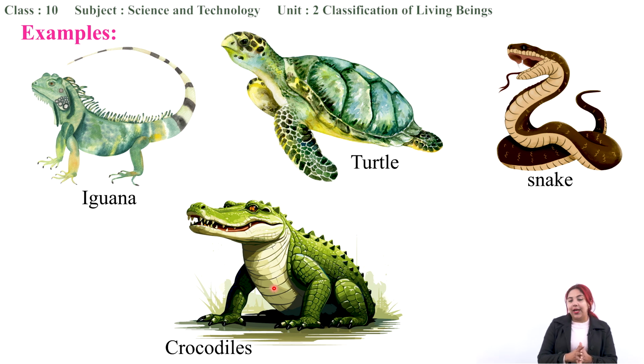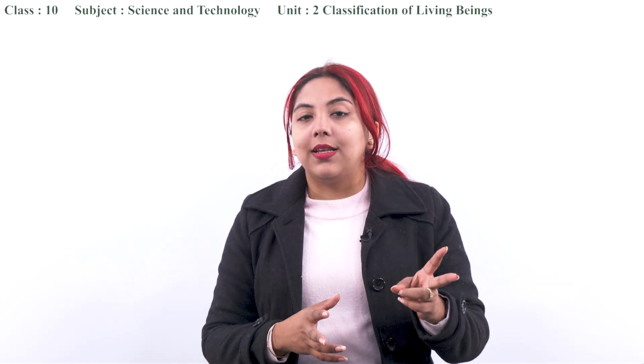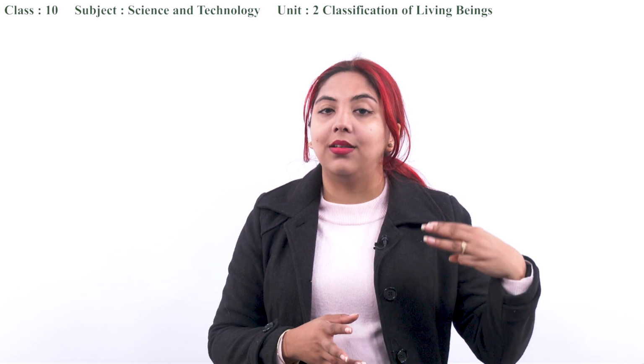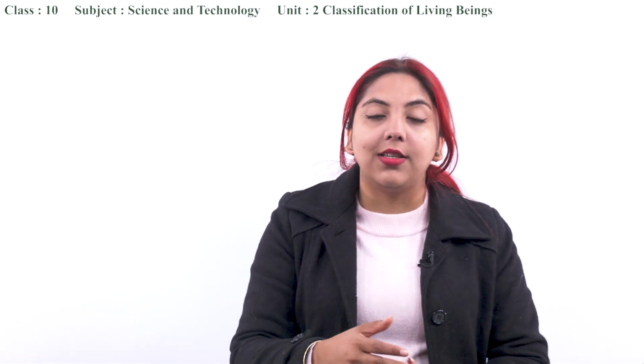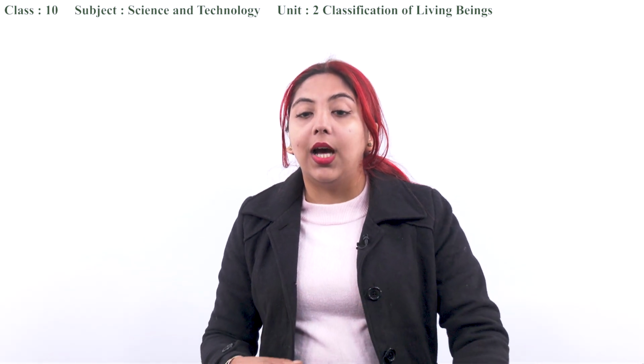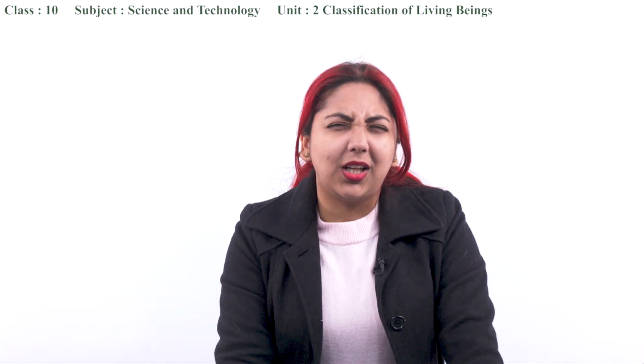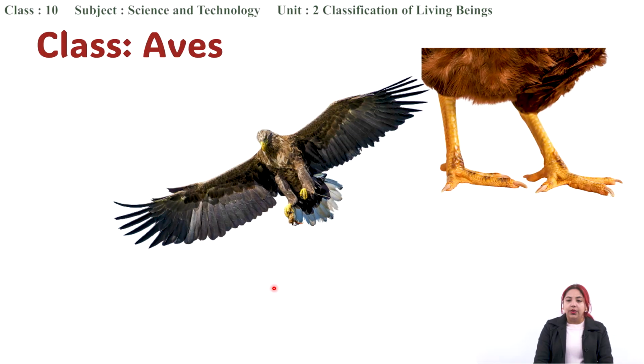Now we have studied 2 classes in this class and 1 class in the previous class. The first class was Pisces, we studied in the previous class. Now we studied about amphibians, and we studied about reptiles. Now we will study about another class. So which is the class that comes after reptiles? Yes, these are the aves. Now the word aves comes from the word avis, which means bird.